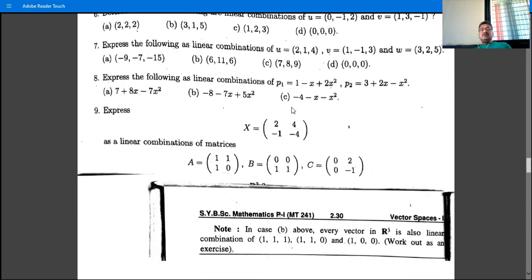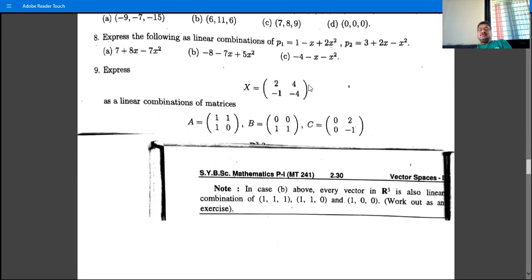In the last example, number 8, we have to express this polynomial as a linear combination of these two polynomials. Suppose this is Q. We have to express Q as a linear combination of P1 and P2. So what is the first sentence for these problems? Let K1 and K2 be scalars such that Q is equal to K1 P1 plus K2 P2, and find the values of K1 and K2. If the values of K1 and K2 do not exist, that is, the system is inconsistent, then we say the vector Q is not a linear combination of P1 and P2.